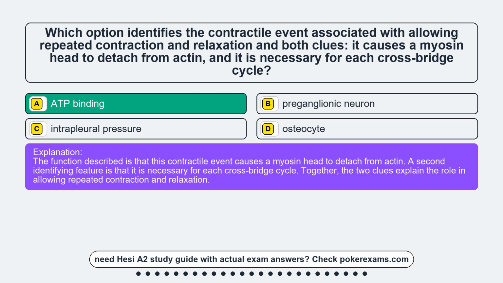The function described is that this contractile event causes a myosin head to detach from actin. A second identifying feature is that it is necessary for each cross-bridge cycle. Together, the two clues explain the role in allowing repeated contraction and relaxation.